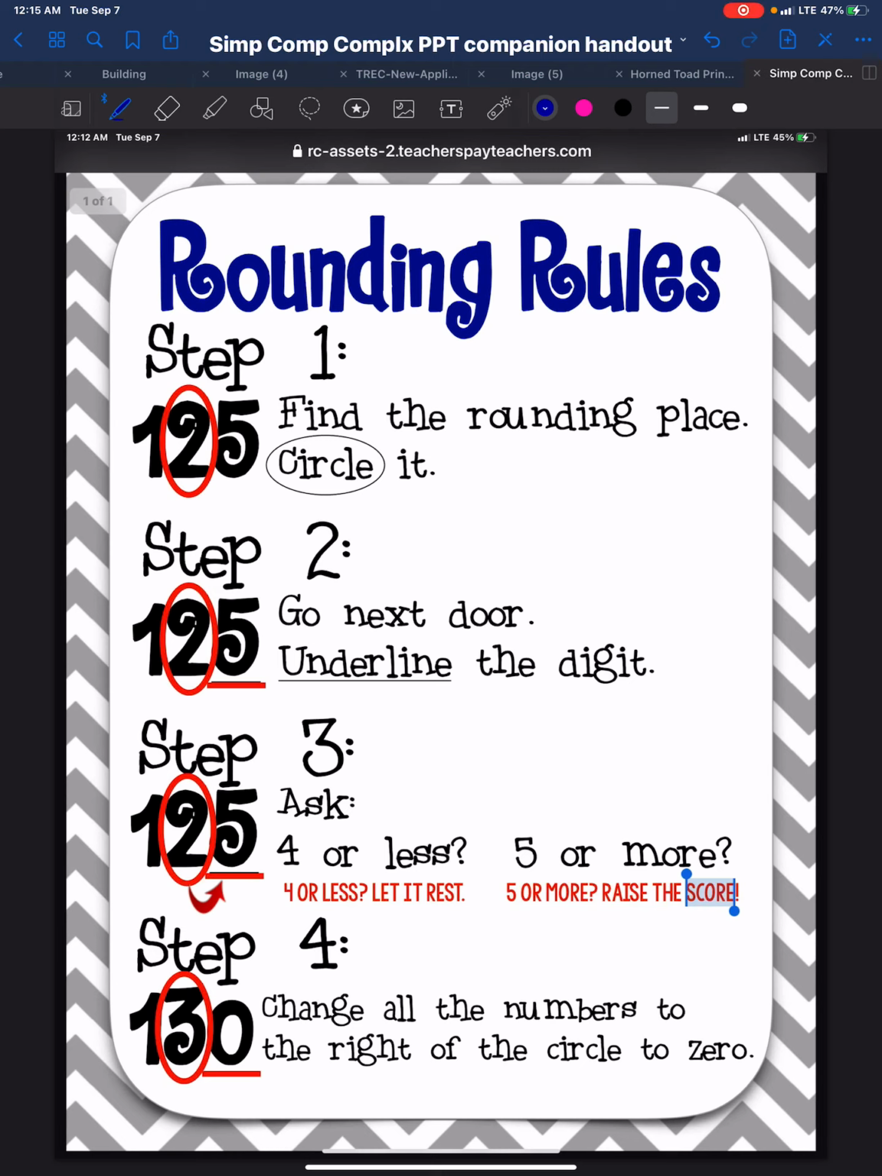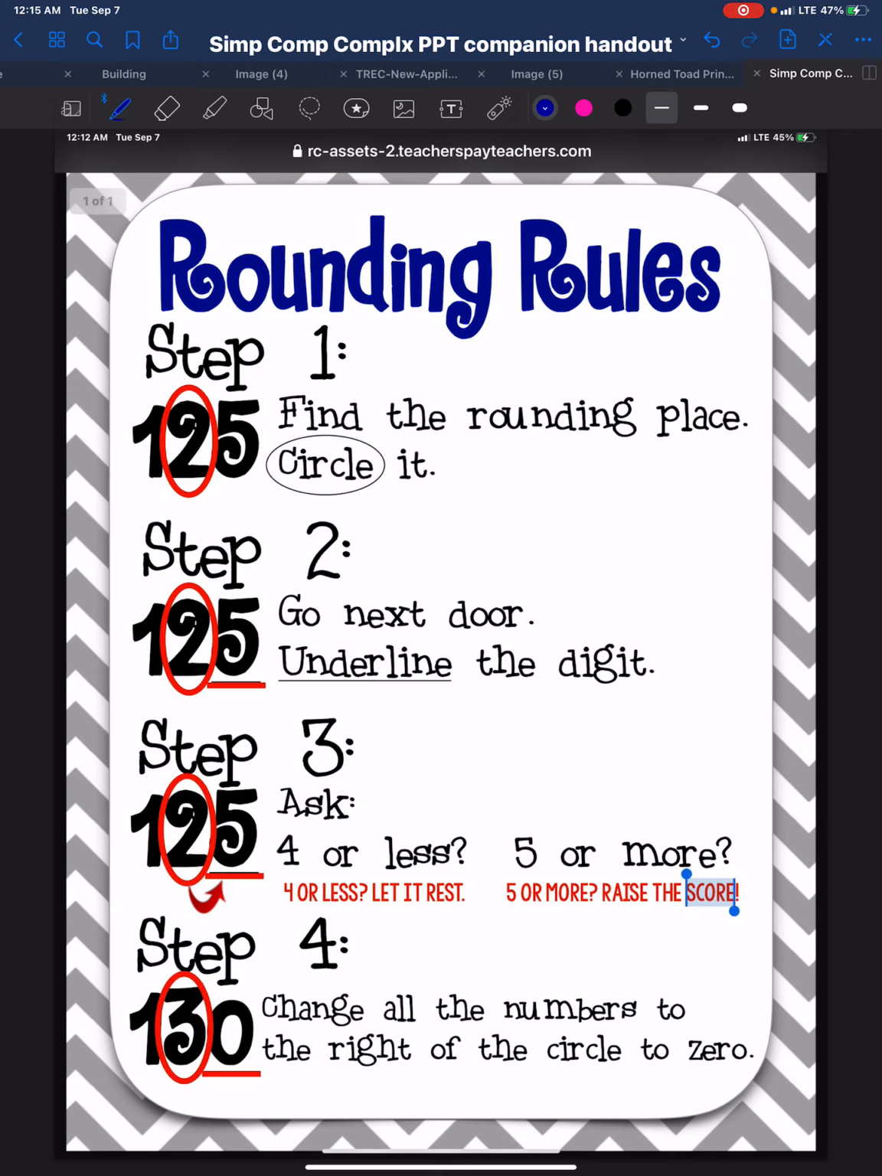Hello, my little lovelies. Today in math, we're looking at rounding. And before we jump in, we've got to know what we do with rounding. We are going to look at the rounding rules.